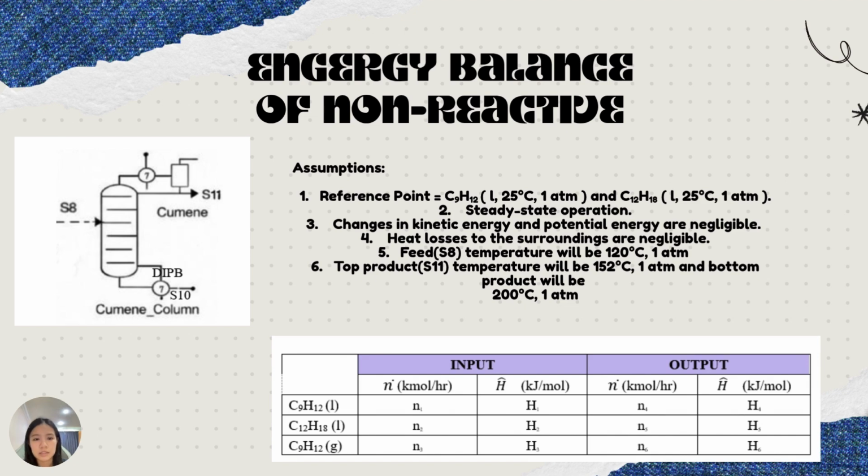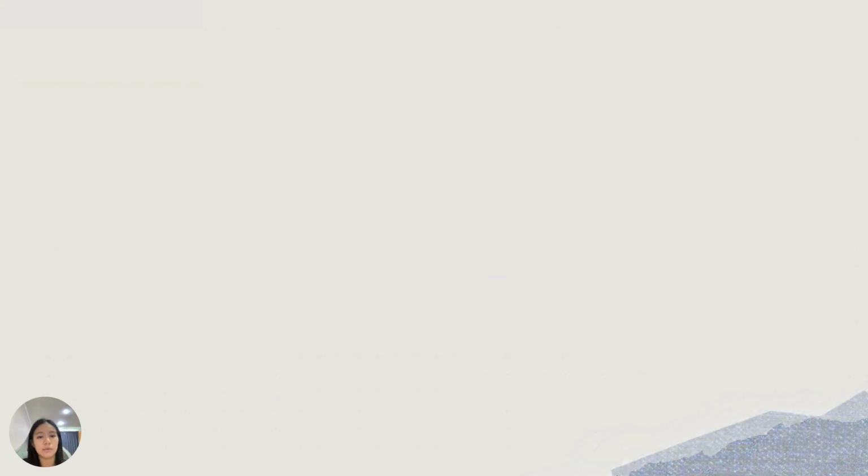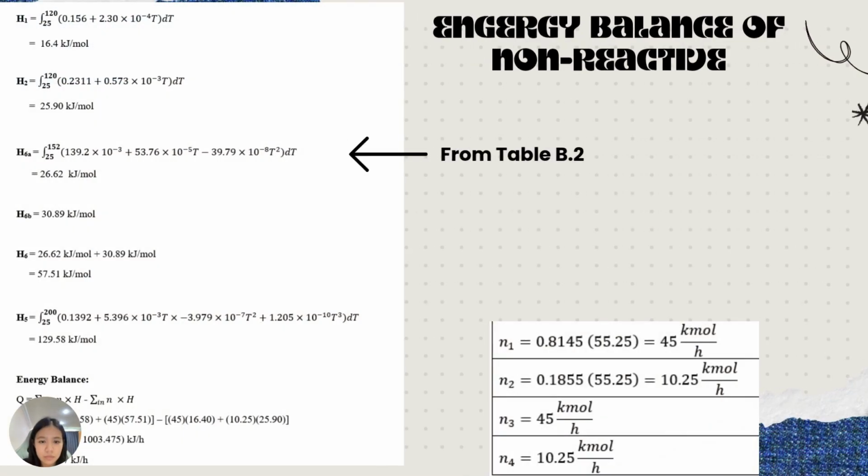Moving on to the energy balance, for a non-reactive system, the reference point of C9H12 and C12H18 is at liquid state, 25 degrees Celsius and 1 atm. S8 will be at 120 degrees at 1 atm, S11 152 degrees at 1 atm, S10 200 degrees Celsius at 1 atm. For the energy balance, we use data from table B2, so our total Q is equal to 2,912.67 kilojoules per hour.